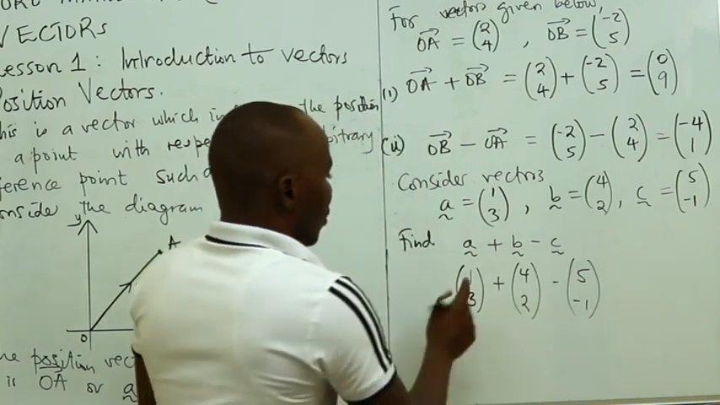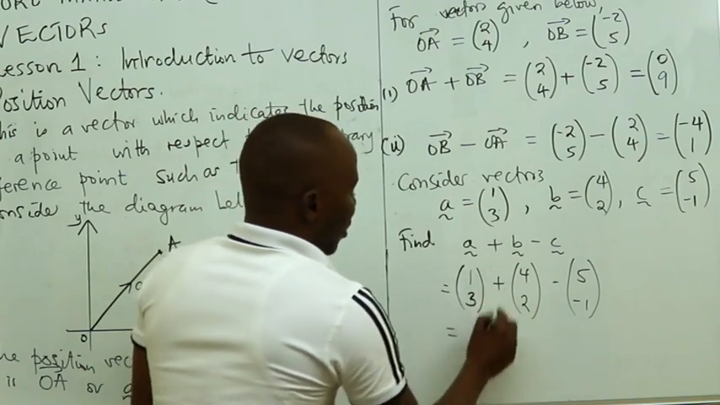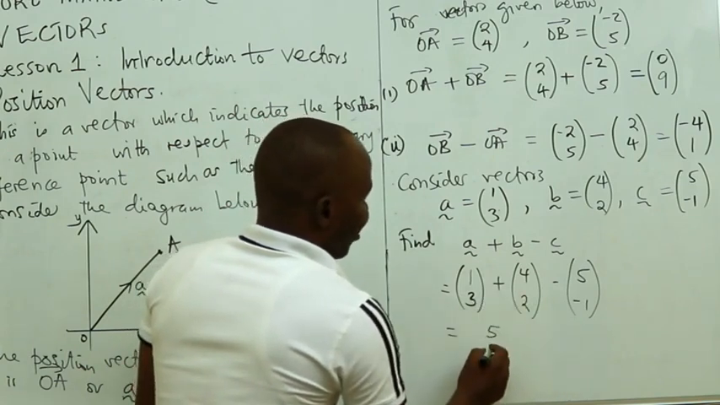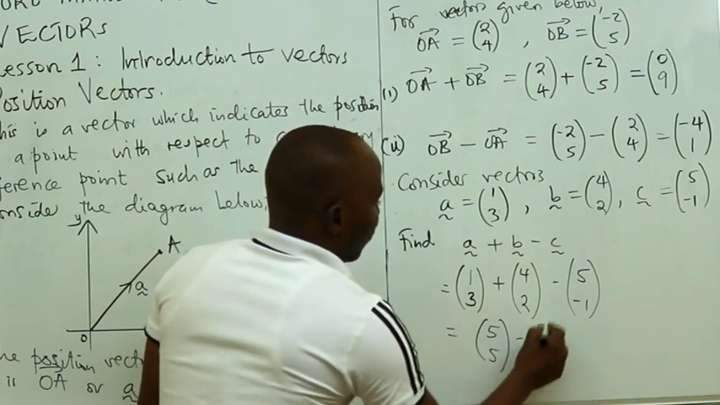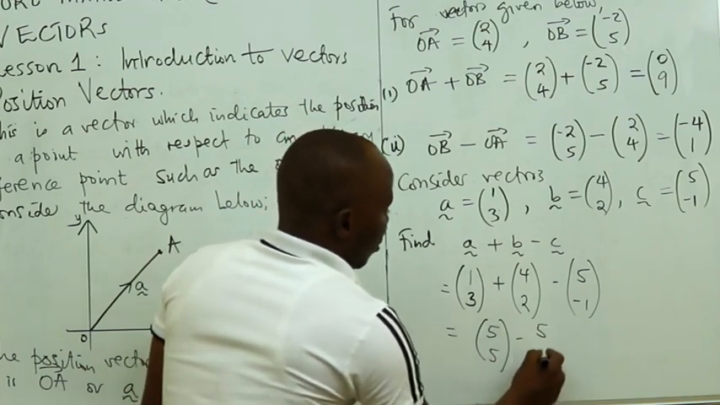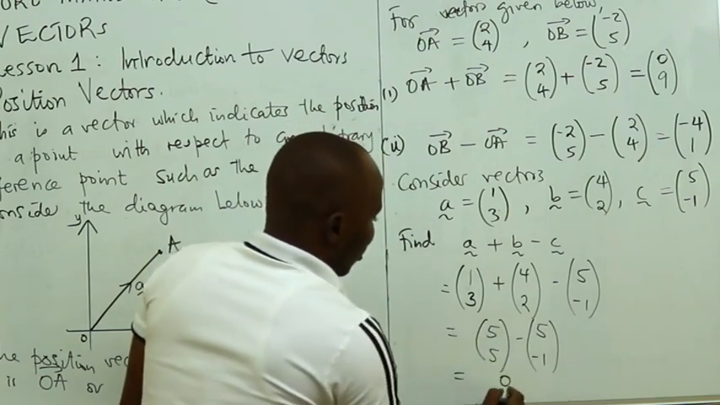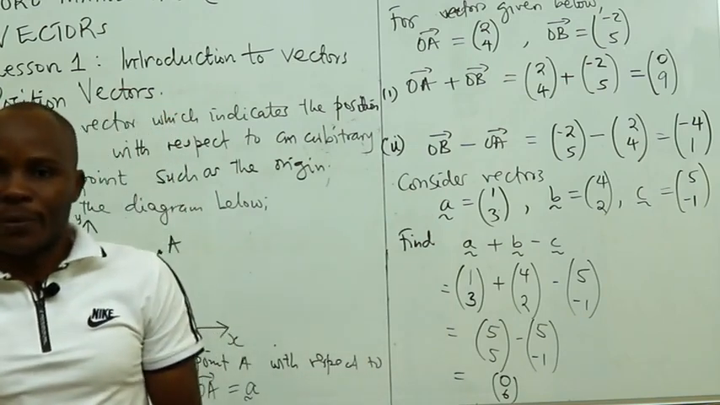So what do we have? We start by adding. So we do have 1 plus 4, you get a 5. Then 3 plus 2, you get a 5. Then minus 5, then minus -1. So this one will give you a 0, 6. So that is addition and subtraction.